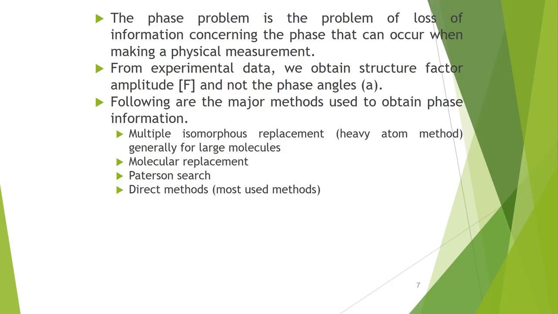Following are the major methods used to obtain phase information. Number one, multiple isomorphous replacement, which is used for heavy atom methods, generally for large molecules. The second method is molecular replacement, and third is Patterson search. And the fourth method that we use here to obtain phase information is the direct methods, the most used methods.